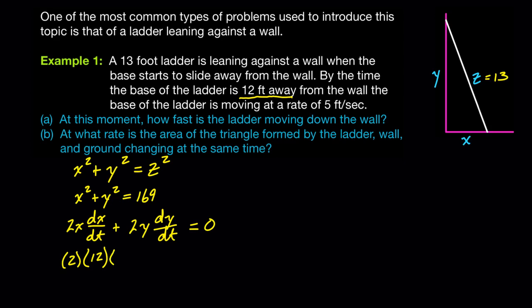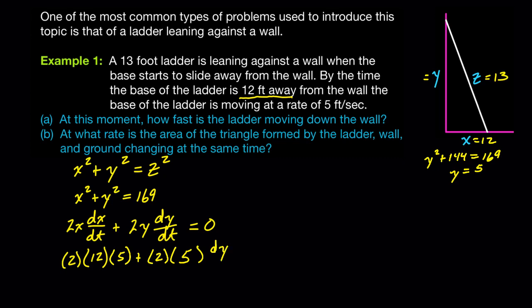So you're going to have 2 times 12 times 5 plus 2. Now, we have a value for x. We have a value for z. They did not give us a value for y. At this moment in time, when x is 12 and z is 13, we can, however, figure out what y is by using the Pythagorean theorem of y squared plus 12 squared equals 13 squared, and then solving for y, which will give us a y value of 5.